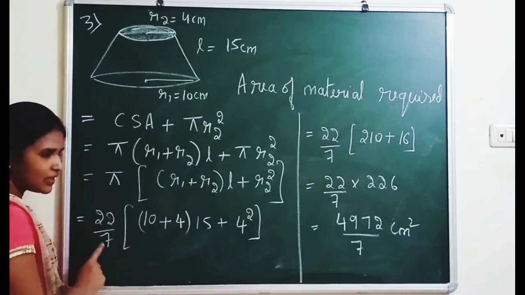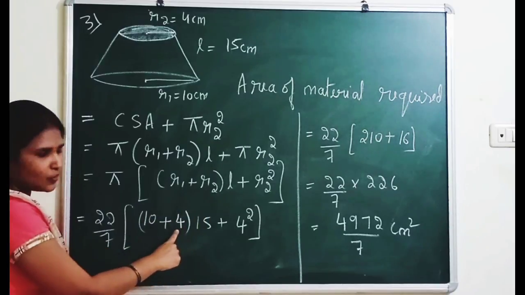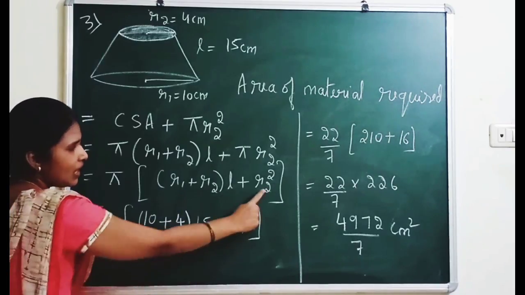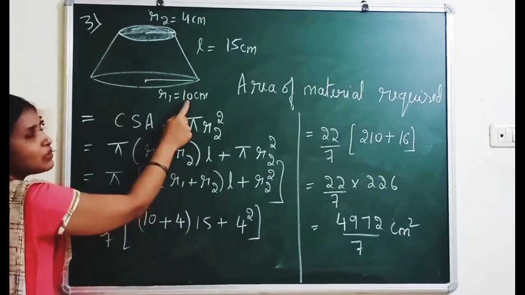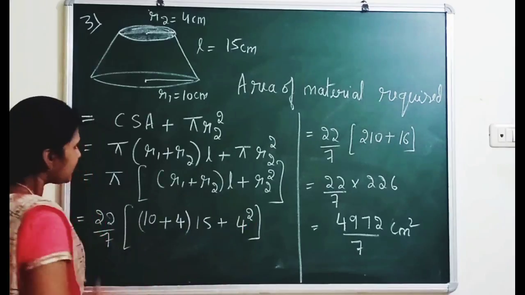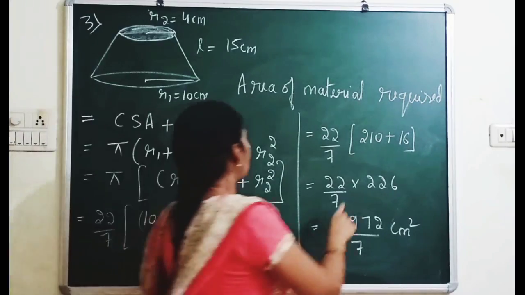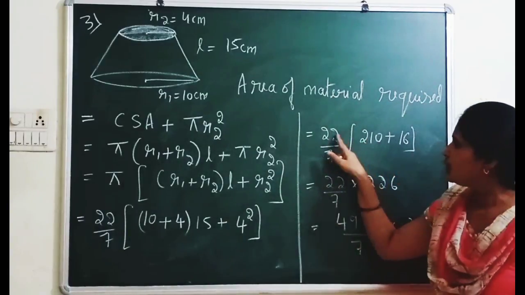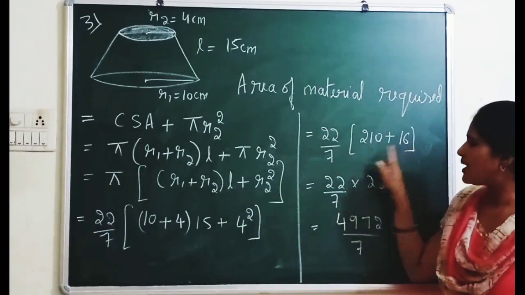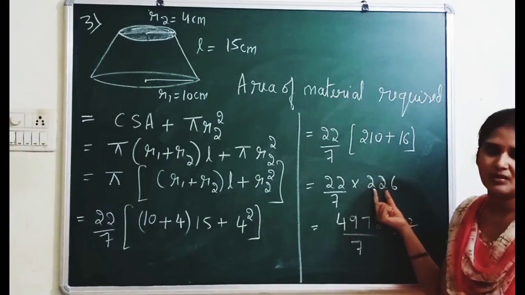So pi value is 22 by 7, R1 is 10, R2 is 4 and L is 15. R2 is 4. Why didn't I take 10? Because 10 is open and 4 is closed. So that is 4 square. Now 10 plus 4 is 14. 14 into 15, you get 210. 22 by 7 into [210 plus 4 square, which is 16]. Add this, you get 226.